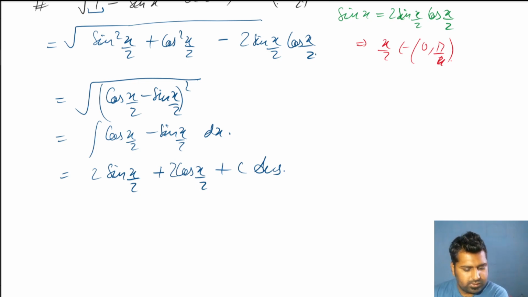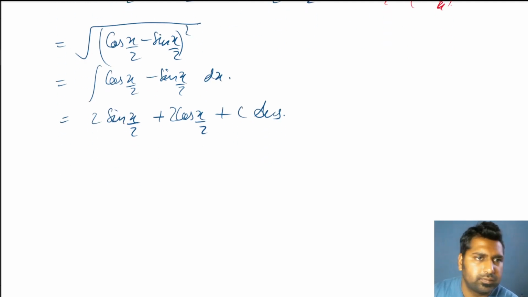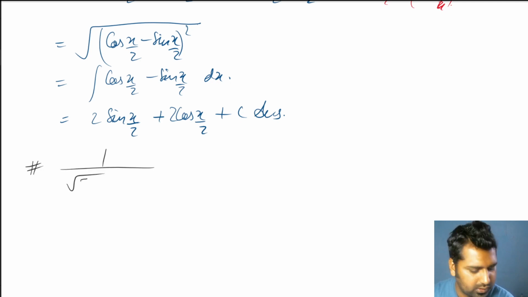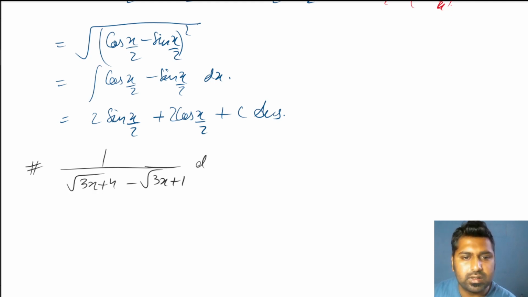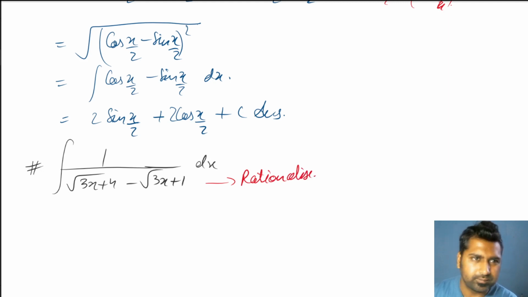All right. We did do the concept of rationalization. Let's do rationalization on something other than trigonometry, let's do rationalization on integral of square root of 3x plus 4 minus square root of 3x plus 1 dx. The moment you see square root, I think it is very easy to identify that we have to rationalize. Square root does give us the feel of rationalization. No? Let's rationalize.